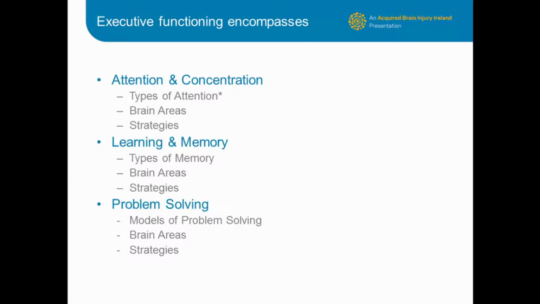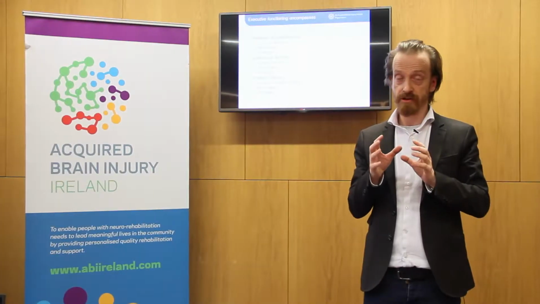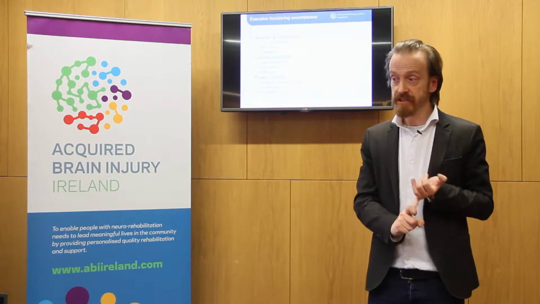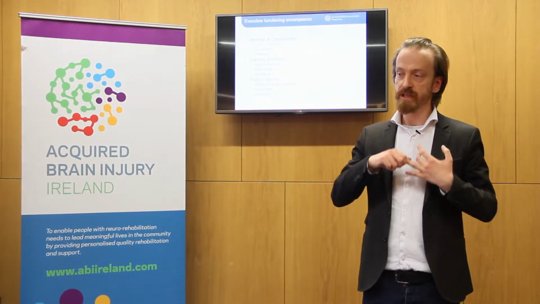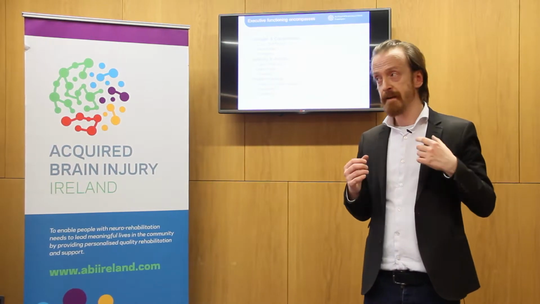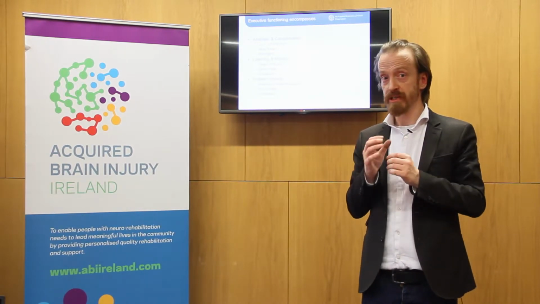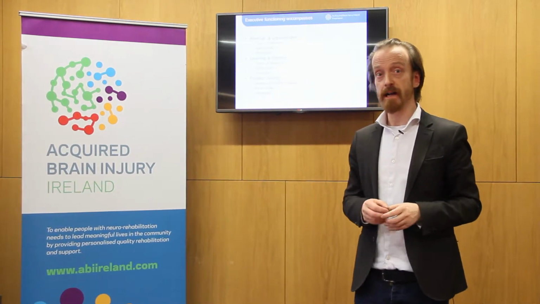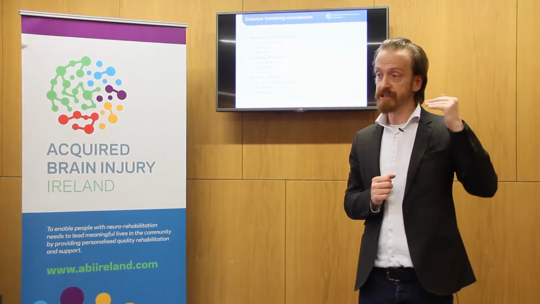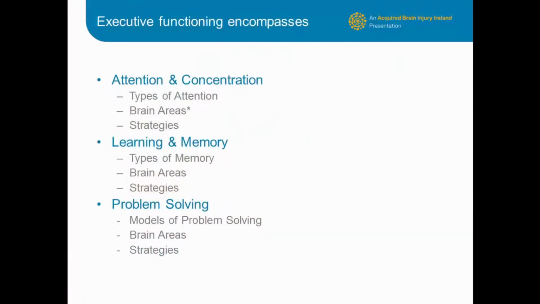Okay, so the three big areas that we're going to talk about in terms of rehab are attention and concentration, learning and memory, and problem solving. Within each of these areas, there are different subtypes. When we talk about attention and concentration, there's actually a few things going on. When we talk about memory as well, there's a few things going on. So for each of these, we'll look at types of attention, brain areas, strategies; types of memory, brain areas, strategies; problem solving, different models, the brain areas involved in those, and then the strategies that work well as well.